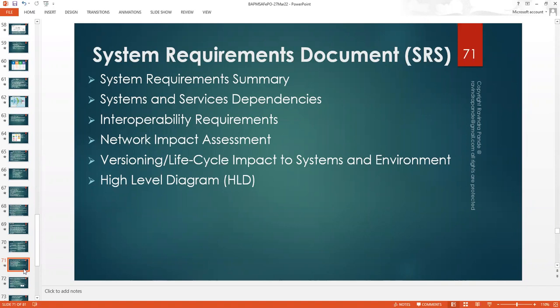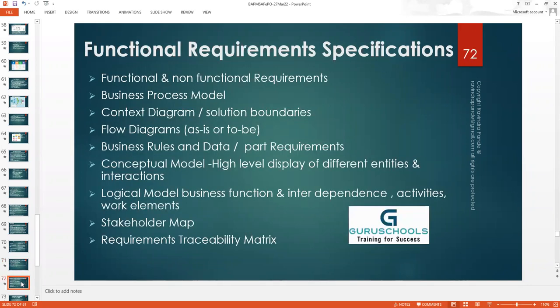We had a look at versioning earlier, but we'll look at it in great depth when we learn project quality management in our project management knowledge area. And of course, we include a high-level diagram, use cases, and a couple of other chapters as well. Then there's something called the functional requirement specification, which is done by the designers and architects.